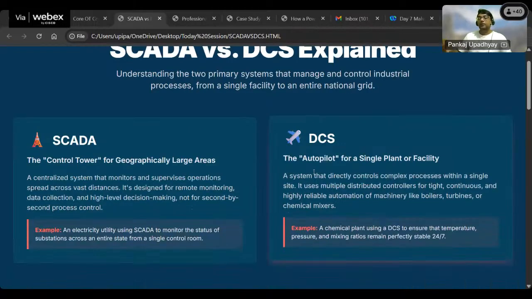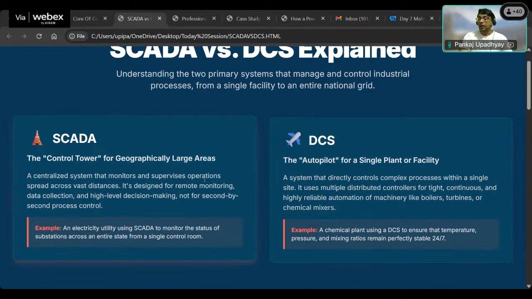Okay. So as I have explained, the SCADA, the control power, we in the OT environment say, is a control tower for geographical large areas. That's a centralized system that monitors and supervises operations spread across vast distances, designed for remote monitoring and data collection. So we are monitoring the large plant.